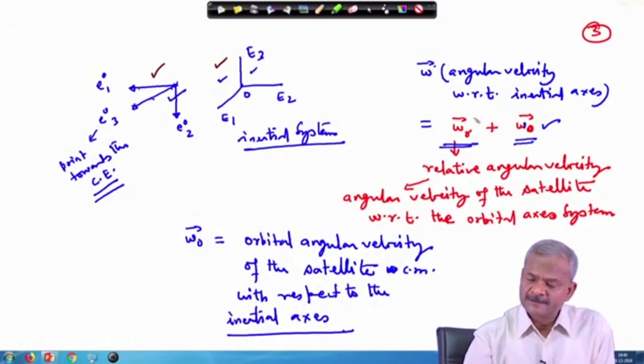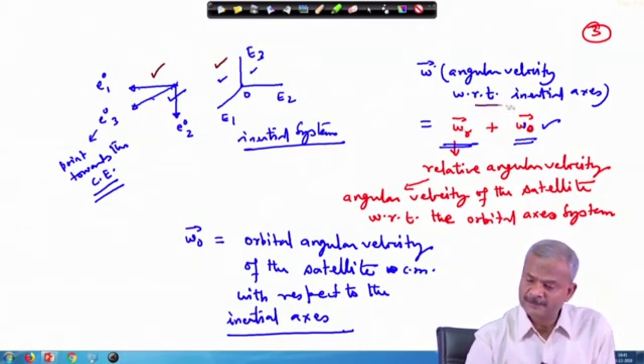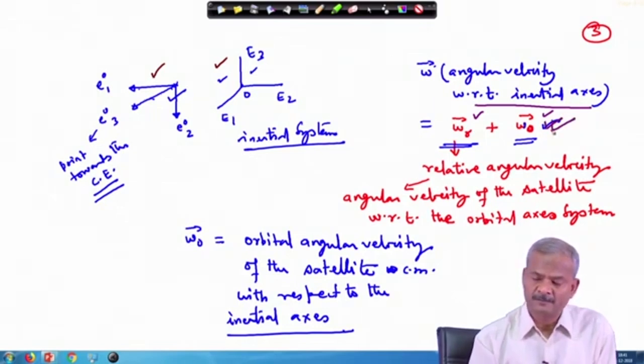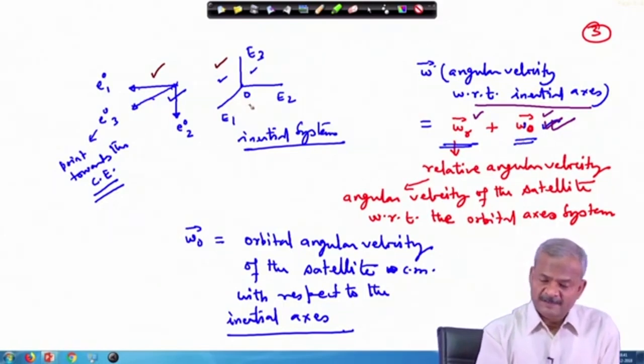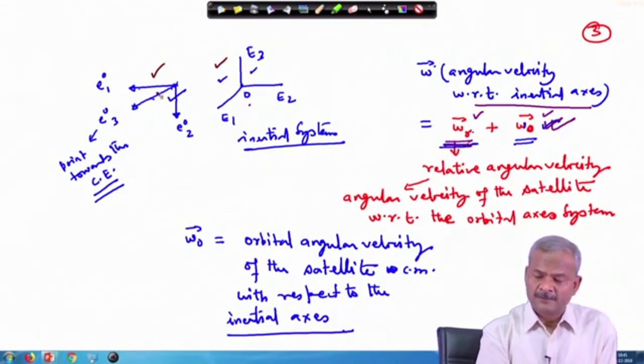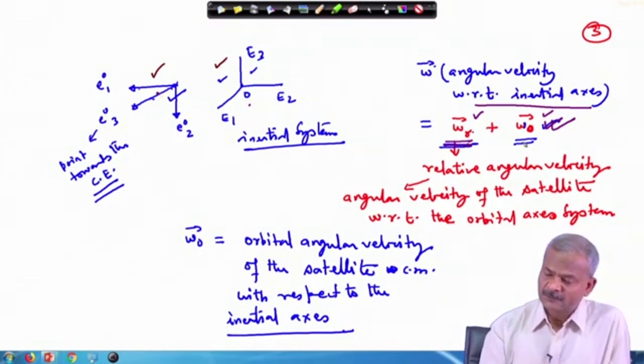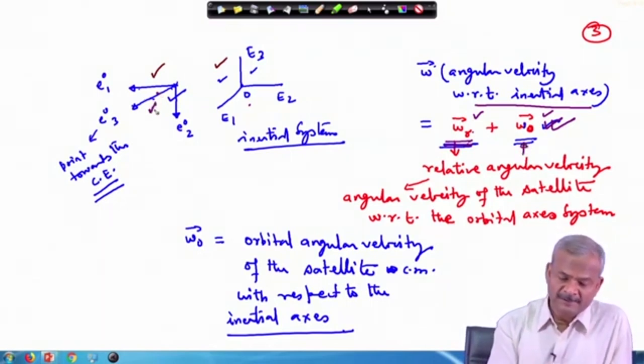And therefore, from this consideration, the angular velocity of the satellite with respect to the inertial frame will be the sum of these two. First, the angular velocity of the orbital axis with respect to the inertial axis system, and then the angular velocity of the satellite with respect to the orbital axis system. So you get this very clearly: the first rotation refers to the orbital reference axis rotating with respect to the inertial axis system.